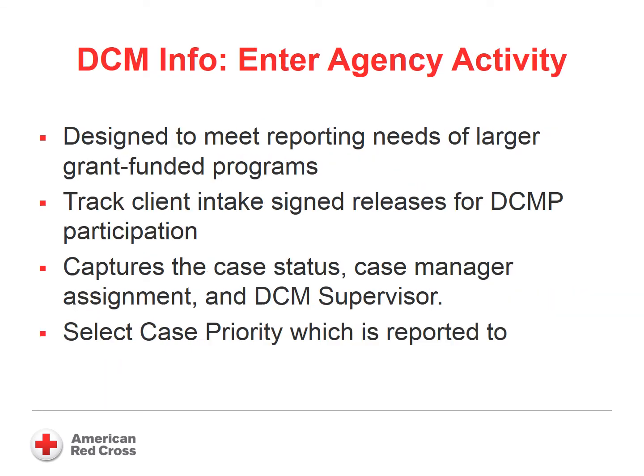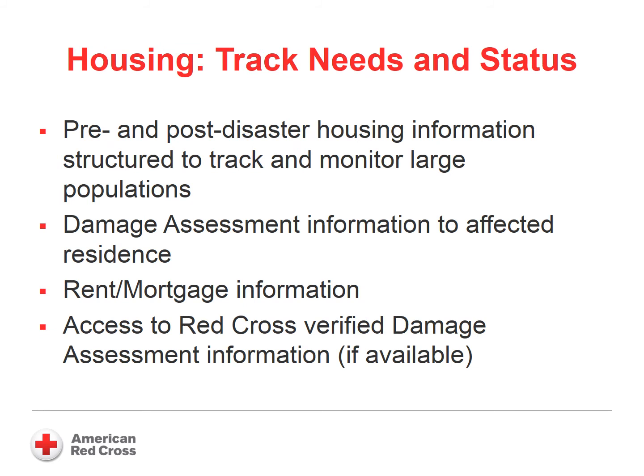The Disaster Client Management Information tab, or DCM tab, helps the authorized agency to meet the reporting needs required by the governing agency and tracks the number of signed releases, case status, case managers involved, and the priority of the case that has been assigned by the agency. The Housing tab documents pre- and post-disaster address of the client, shows any reported damage assessment information about the residence if available at the time of intake, current condition of the residence, and information about client relationship to the residence.